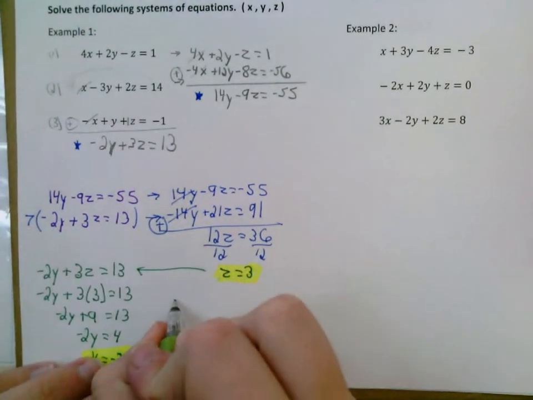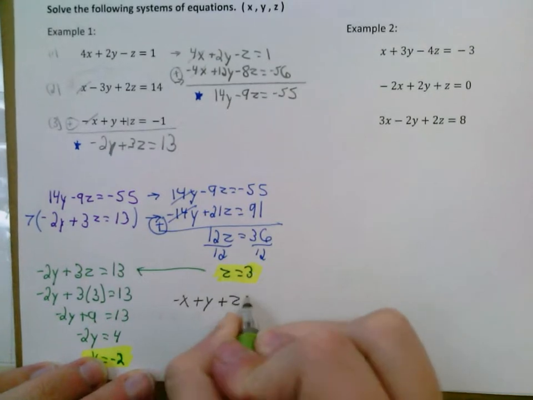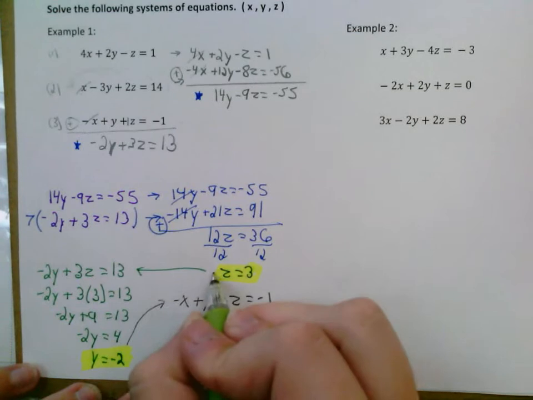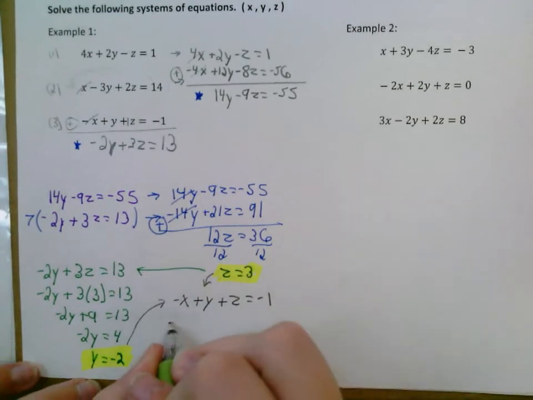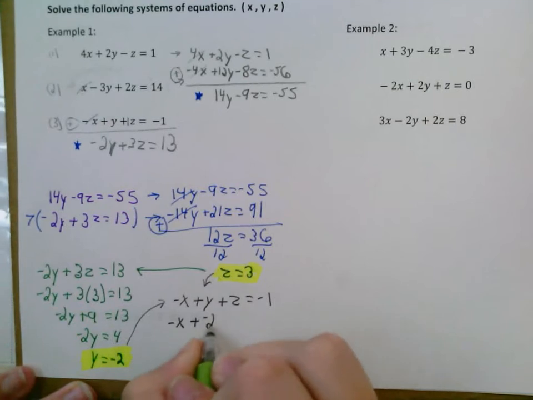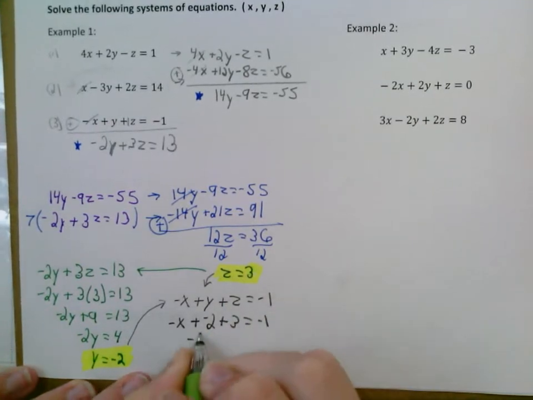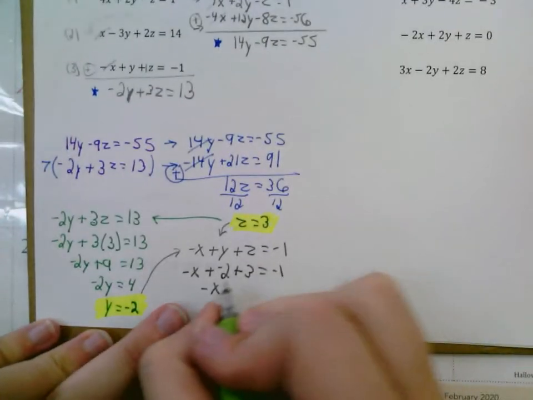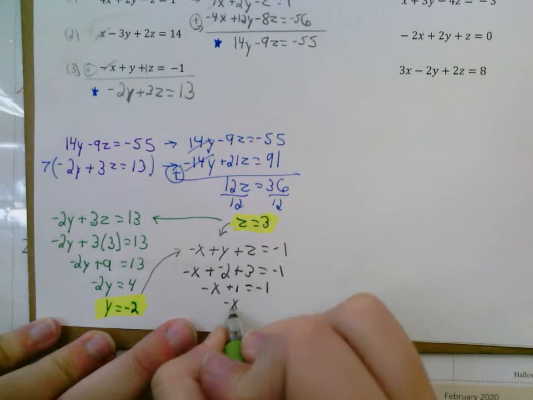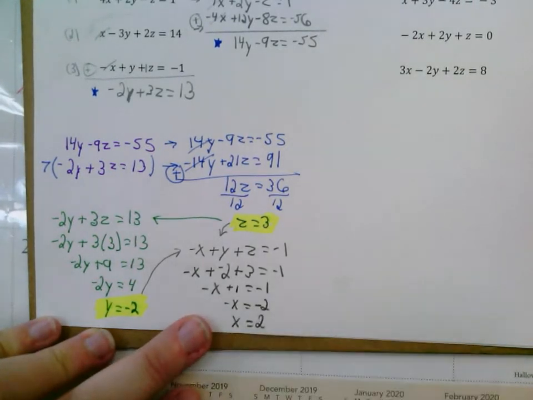This last equation was negative x plus y plus z equals negative 1. Well, I now know what y is, and I now know what z is. So let's plug them in. I have negative x plus my y, which is negative 2, plus my z, which is 3. That gives me negative x plus 1 equals negative 1. Negative x equals negative 2. And I get x equals 2.